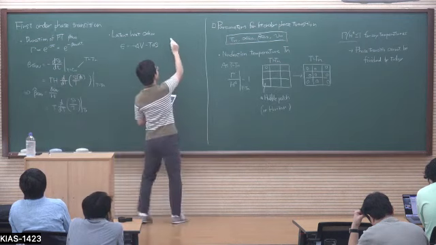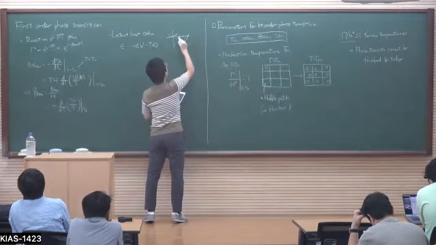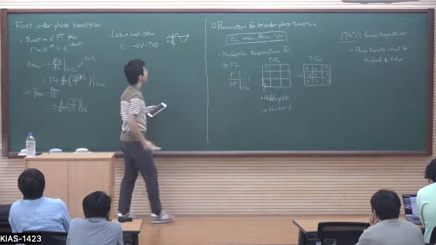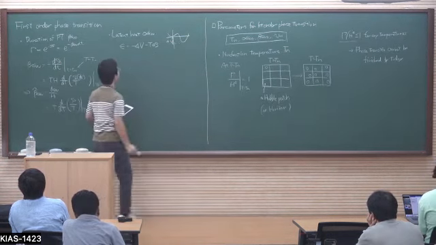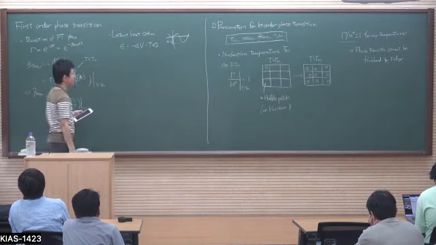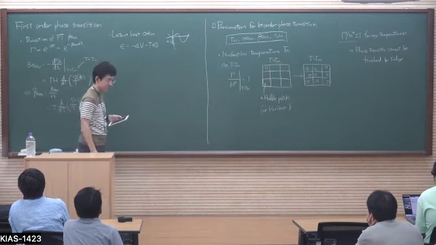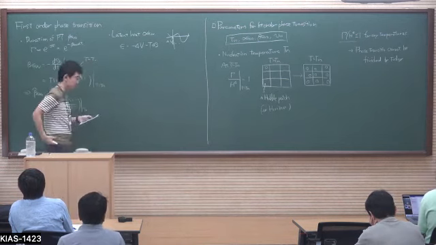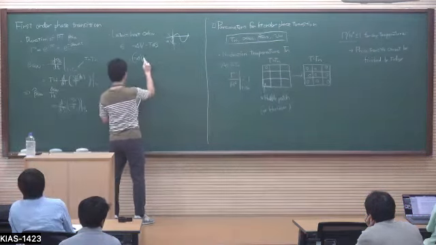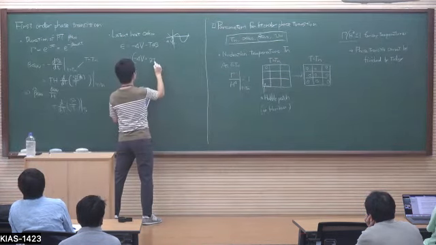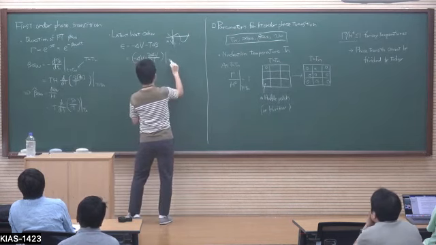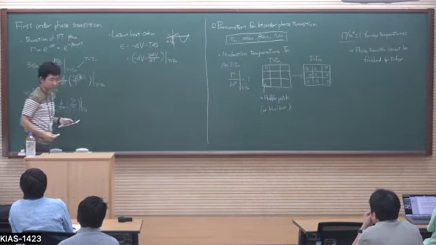So delta V is the potential difference between the false vacuum and the true vacuum. And delta S is the change of the entropy when the phase transition occurs. And this can be expressed by this, and you can obtain this form.